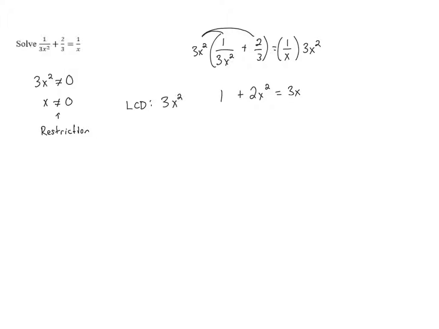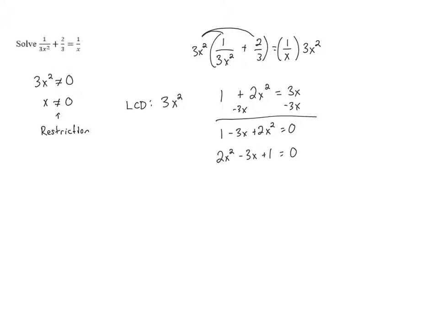When we want to solve polynomial equations, we need to get all the terms on the same side so that the other side is just 0, and then factor and use the zero factor property. So let's subtract 3x on both sides to get all the terms on the left. That gives us 1 minus 3x plus 2x squared equals 0. And because we want to factor this, it's going to be easier to write it in standard form. So this is going to be 2x squared minus 3x plus 1 equals 0.